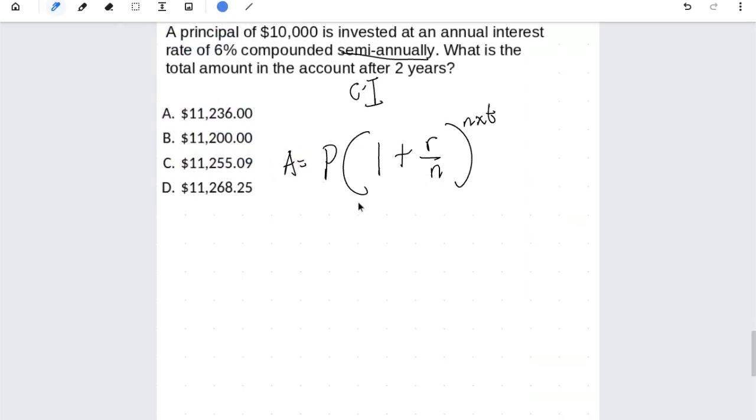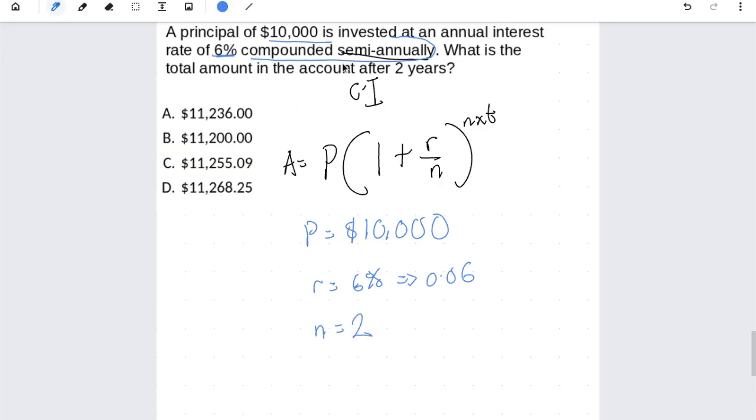P is the principal, which is equal to $10,000. So the initial amount, $10,000. R is going to be the rate in decimals. They gave us 6%, but we need to convert this 6% to decimal, which is going to be 0.06. Always remember that. We have our N. Now, N is the number of times compounded. If you look at this statement, it said the annual interest rate of 6% compounded semi-annually. So that's every 6 months or twice a year. So it means that N is going to be 2.